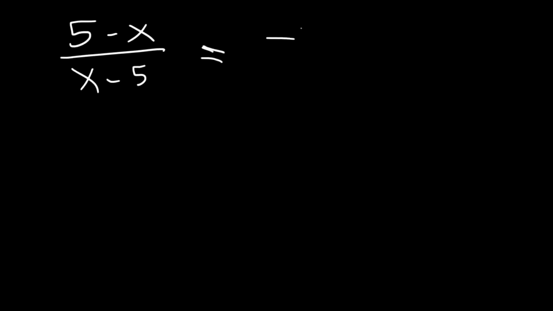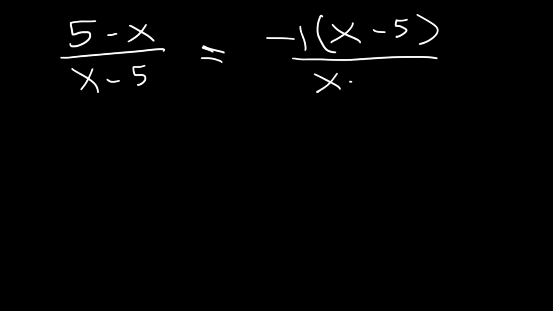I'm going to take it from the top. If I take negative 1 from negative x, it will change to positive x. And write the x first before you write the 5, so reverse the order. If I take out negative 1 from positive 5, it will change sign. It will become negative 5. So notice that we can cancel x minus 5 at this point. So the final answer for this is negative 1.